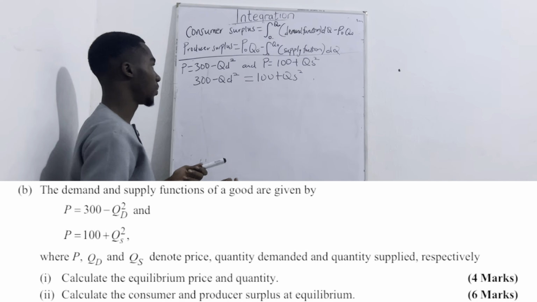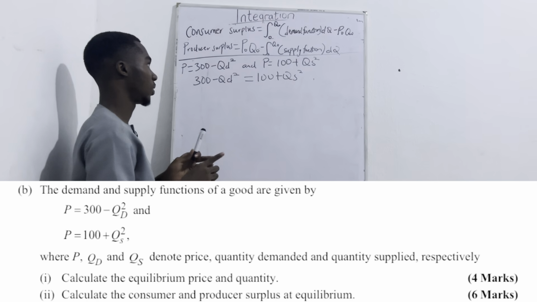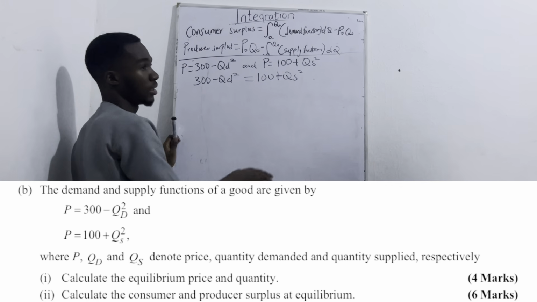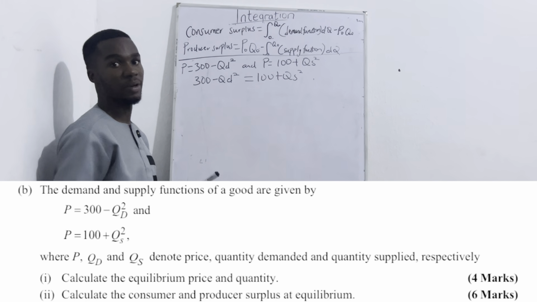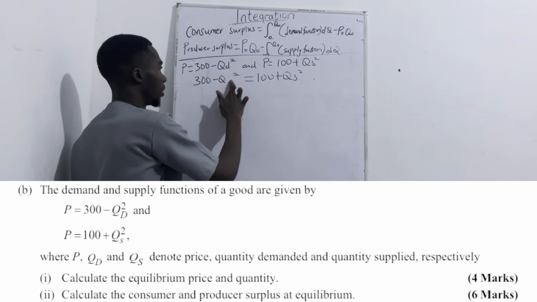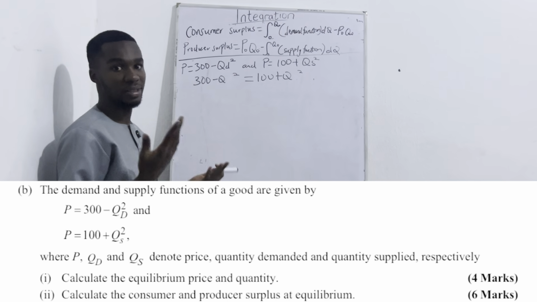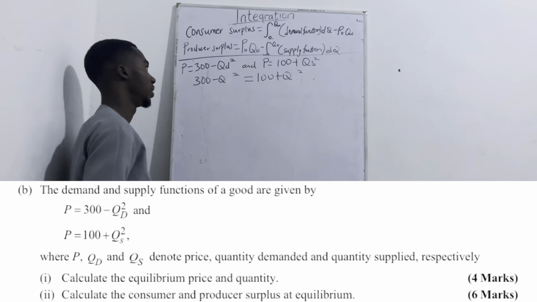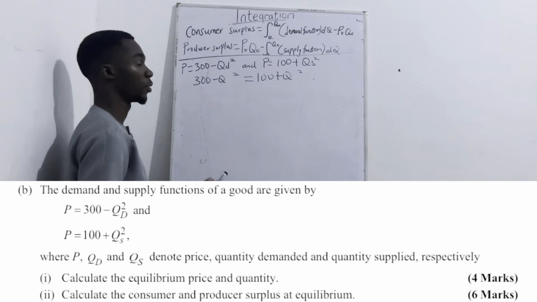But we are finding the equilibrium price and quantity, and we know that at equilibrium, quantity demanded is equal to quantity supplied. It means this quantity demanded is the same as this quantity supplied. If it's 5 for quantity demanded, it has to be 5 for quantity supplied. So you can just erase the D from here and the S from here, so the quantity will be the same. All right, so now let's make Q the subject to find the equilibrium quantity first.